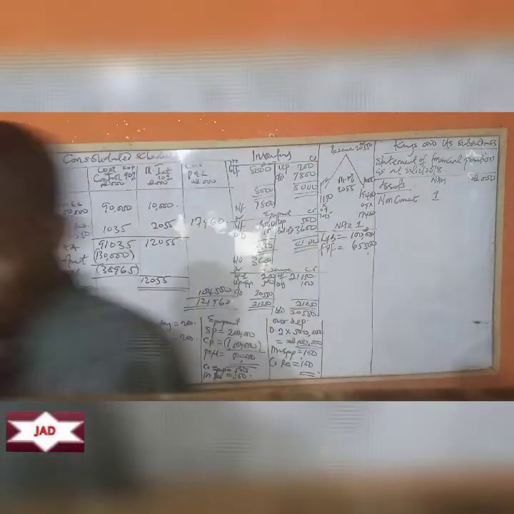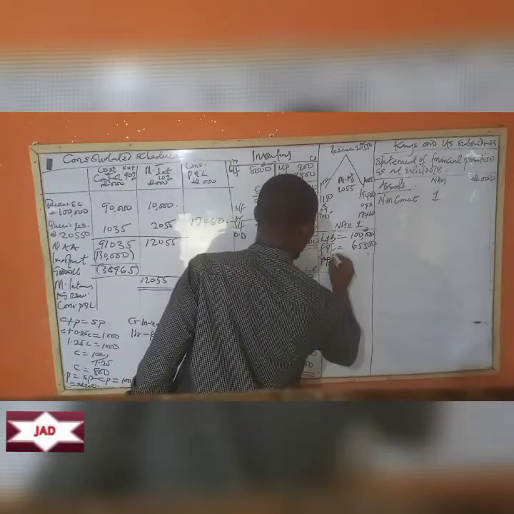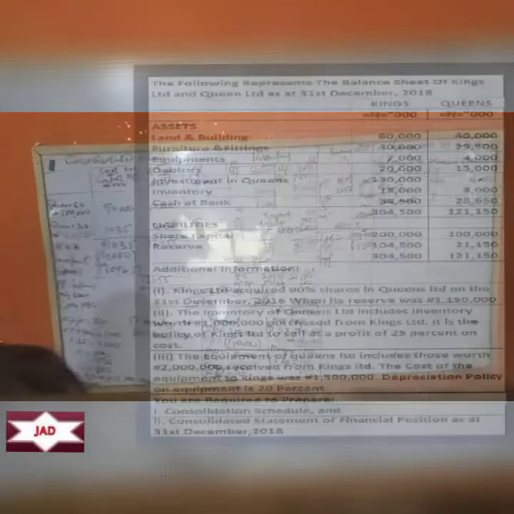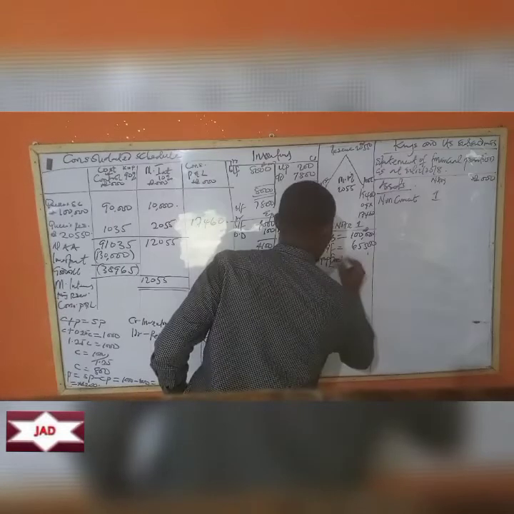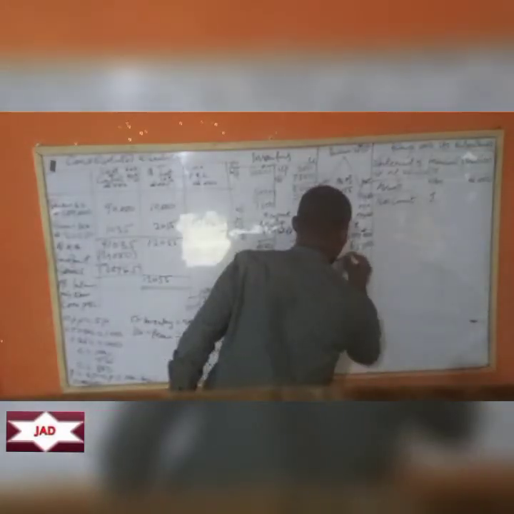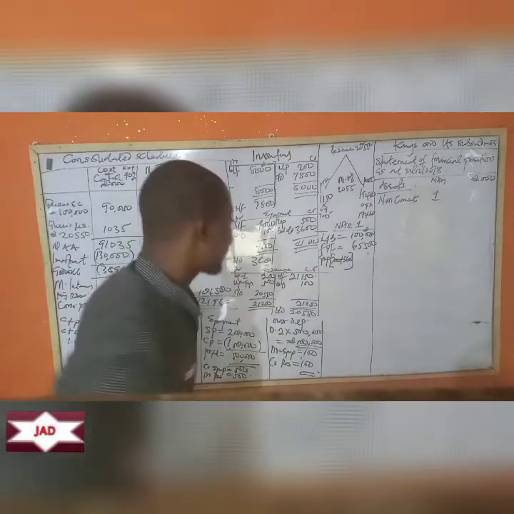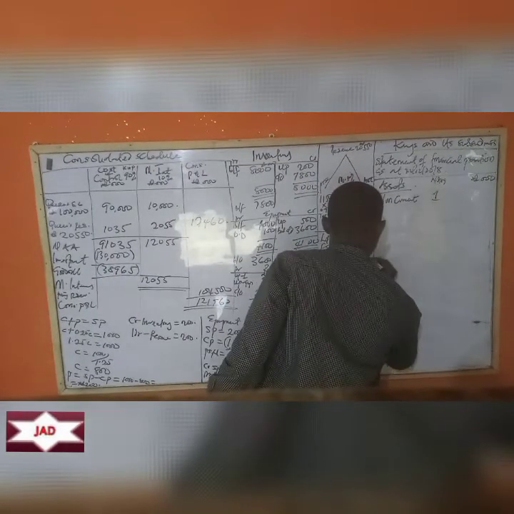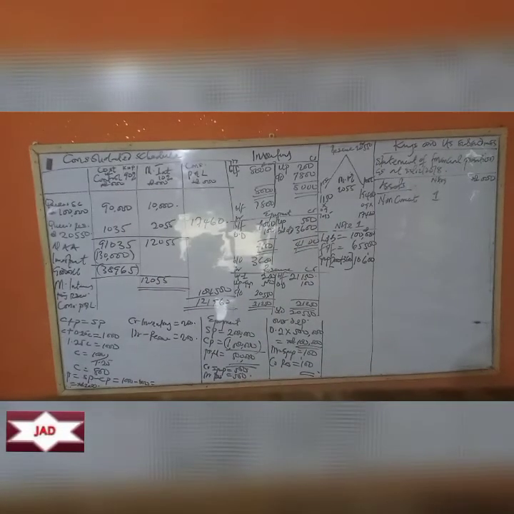What's the next one now? Equipment. Equipment will be the group. Holding company is 7,000, plus the new equipment value here, 3,600. So 7,000 plus 3,600. Let's check with the calculator. That's 10,600. So that's it for non-current.